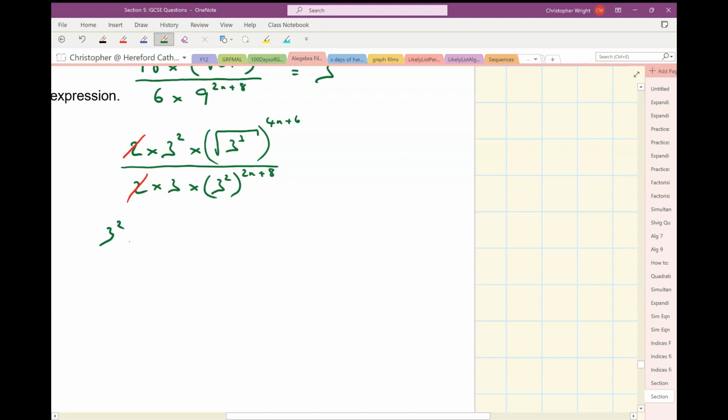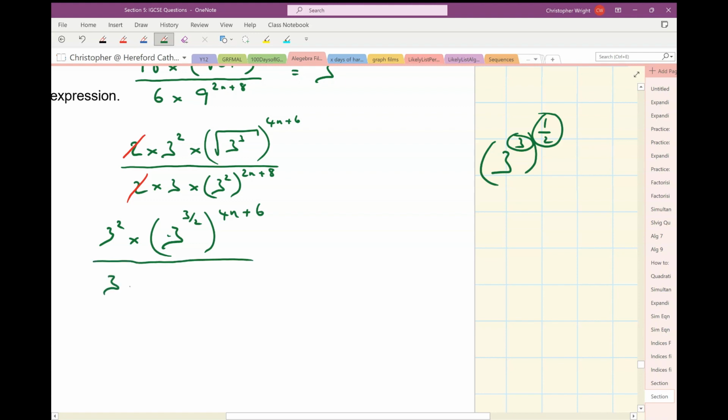3 squared times. Now, the square root of 3 cubed is 3 cubed to the power of a half. And you'd multiply those, so it's 3 to the power of 3 halves. So I've got 3 to the power of 3 over 2, which is being raised to the power of 4n plus 6. And on the denominator, I've got 3 times 3 squared raised to the power of 2n plus 8. Remember your rules. It's going to be 3 to the power of 2 times 2n plus 8. So that's going to be 3 to the power of 4n plus 16.